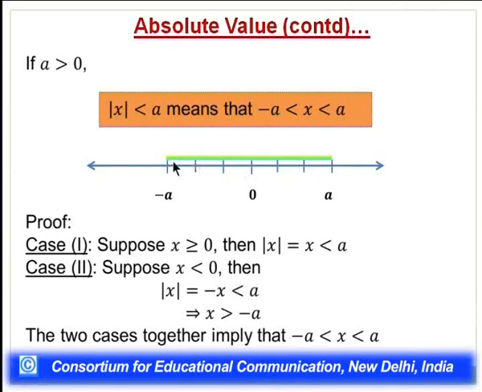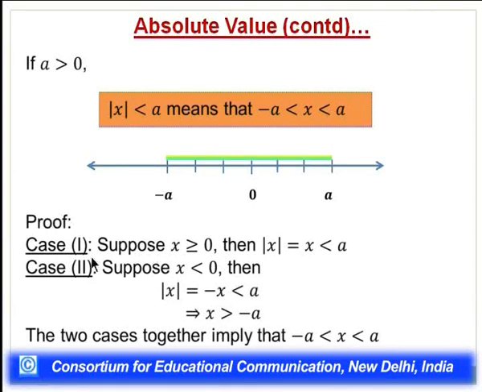You can see here on the green line, if x is in this interval between minus a and a, then only the distance between the number x and 0 will be less than a, or at most a. But if you take a number x to the right of a or to the left of minus a, then the distance will become more than a. So that is why intuitively the solution x has to lie between minus a and a.